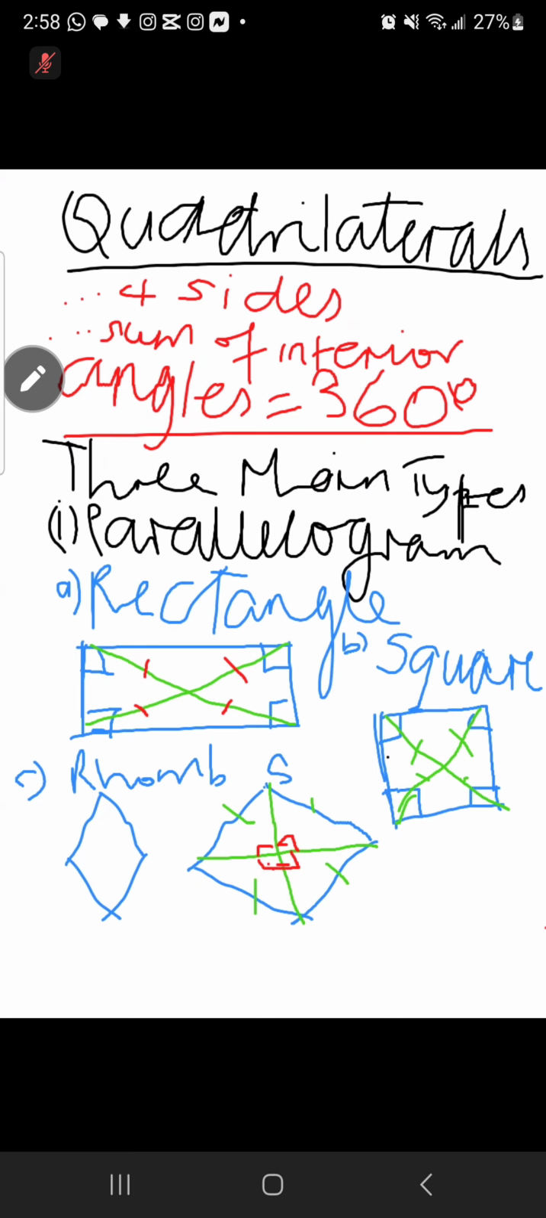The rhombus has 4 equal sides also. The difference with the diagonals now for the rhombus is that the diagonals meet at right angles. For the rhombus, the diagonals bisect, so they cut each other, divide each other in 2, and they meet at right angles. That's for the rhombus.